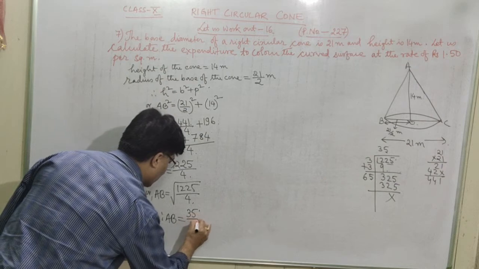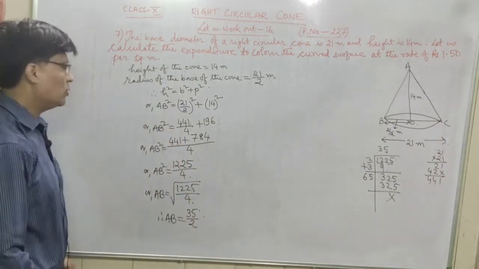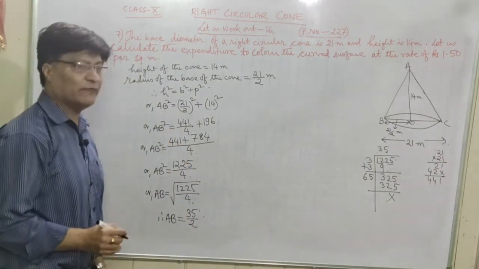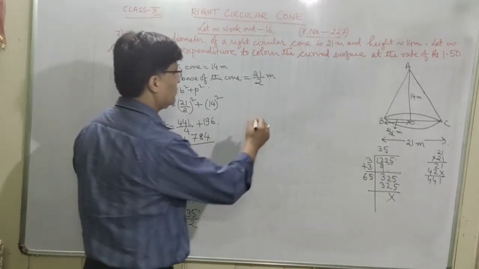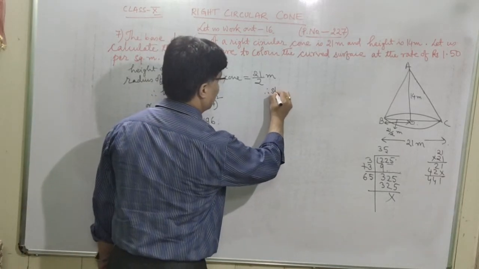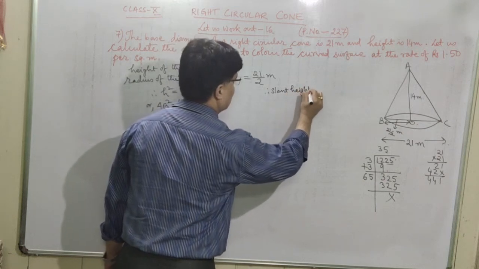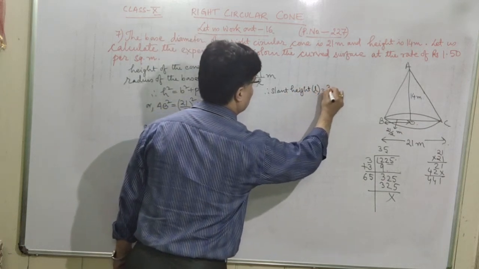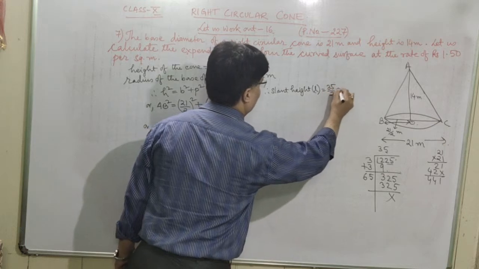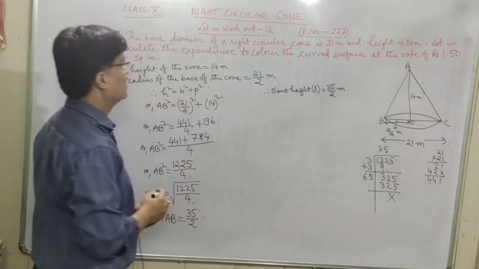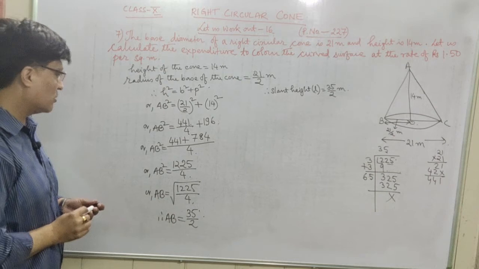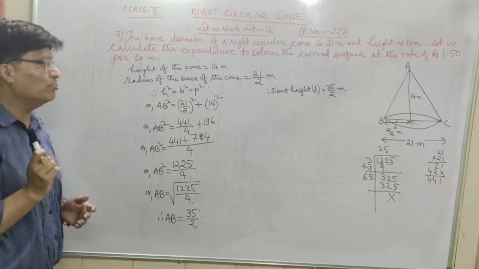What is square root of 4? You know that it is 2. So the slant height is 35 by 2. So that is slant height. That is slant height L is equal to 35 by 2 meter. So what is the slant height of the right circular cone? It is 35 by 2 meter.